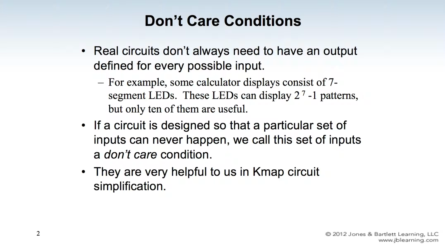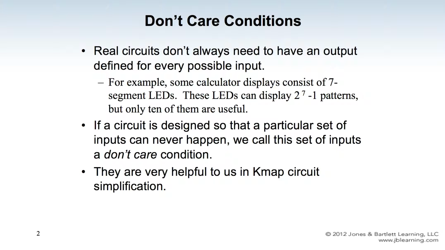So if a circuit is designed so that a particular set of inputs can never happen, we call this set of inputs a don't care condition. They are very helpful to us in K-map circuit simplification, because if we know how to exploit the don't care condition, we may end up with a simpler circuit, instead of using the real requirement of the output, which may end up with a more complicated circuit. I'm going to show what that means in an example later on.